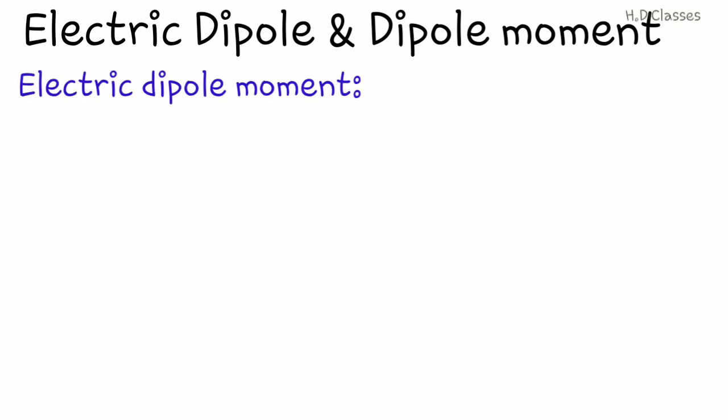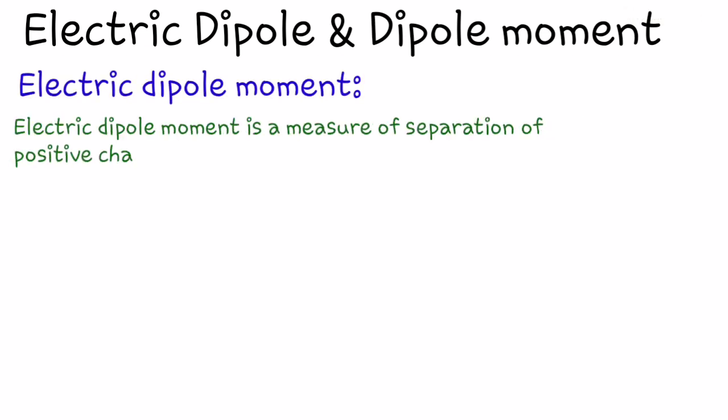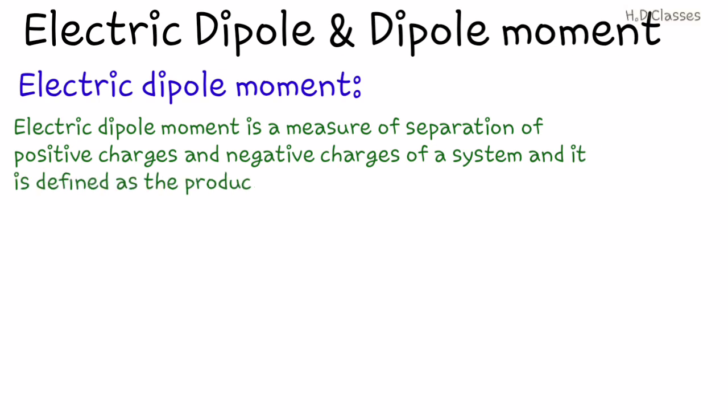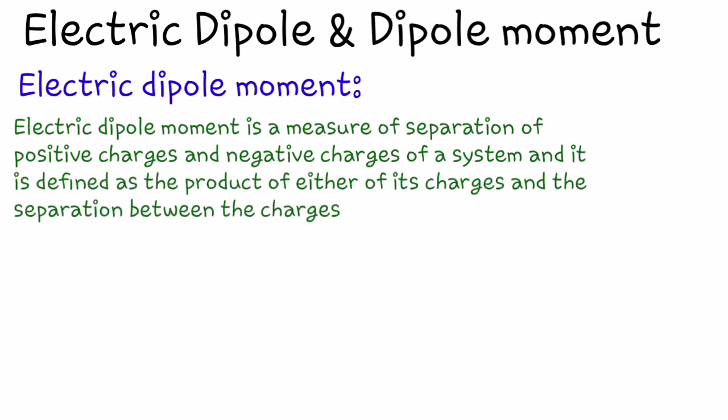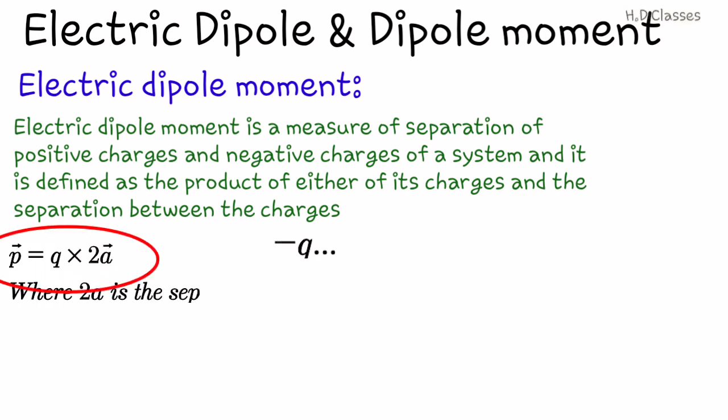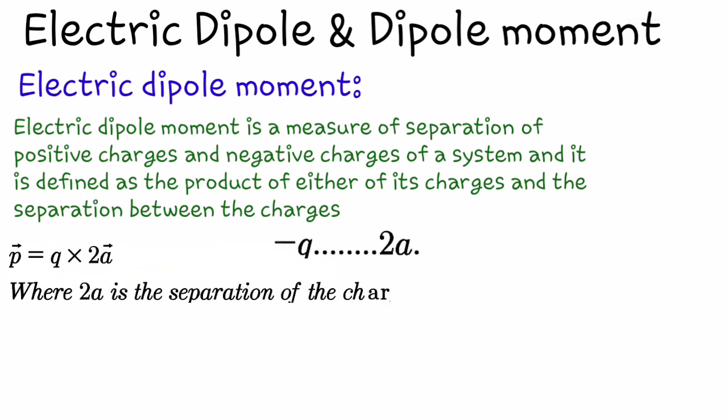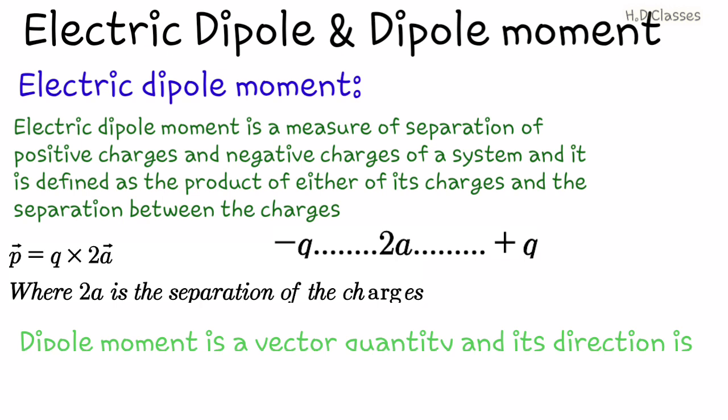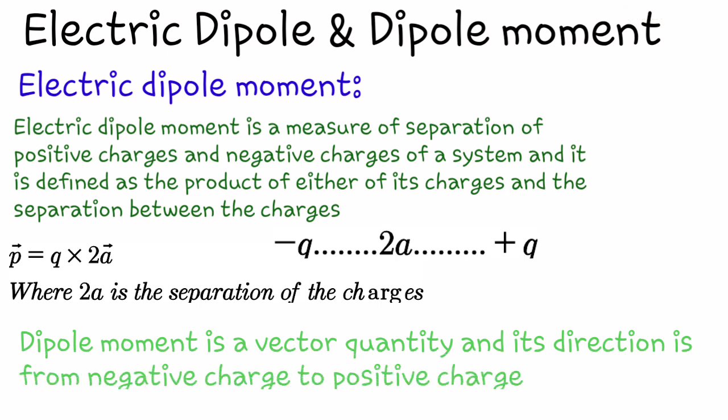Now, the electric dipole moment. Electric dipole moment is the measure of the separation of positive and negative charges of a system, and it is defined as the product of either of its charges and the separation between the charges. Therefore, dipole moment P is equal to Q into 2A, where 2A is the separation between the charges. Electric dipole moment is a vector quantity, and its direction is from negative charge to positive charge.